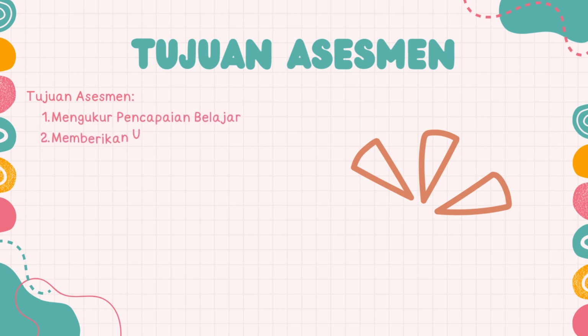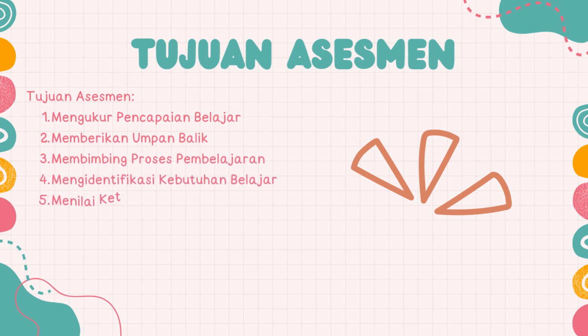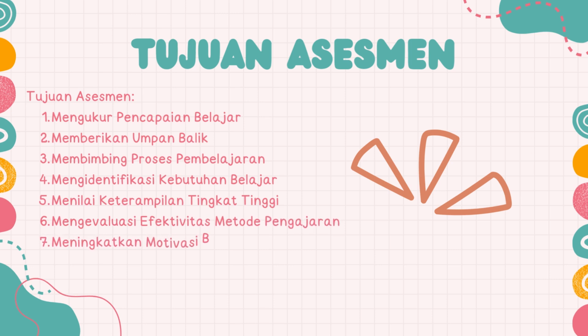Next, we go on to the goals of assessment. There are several assessment goals. The first is to measure the learning achievement. The second is to provide feedback. The third is for guiding the learning process. Next, assessment is for identifying learning needs. After that, assessment is for assessing higher level skills. And then, assessment is for evaluating the effectiveness of teaching methods. And the last is for increasing learning motivation and providing information for decision making.